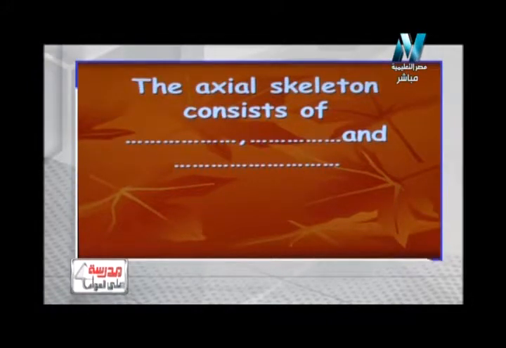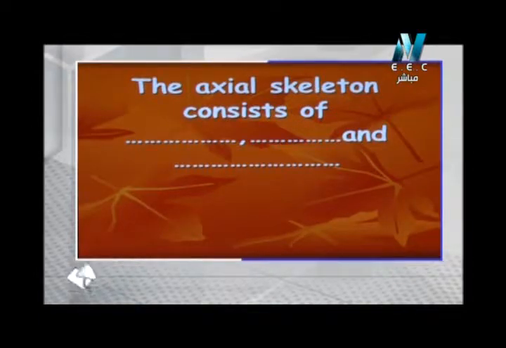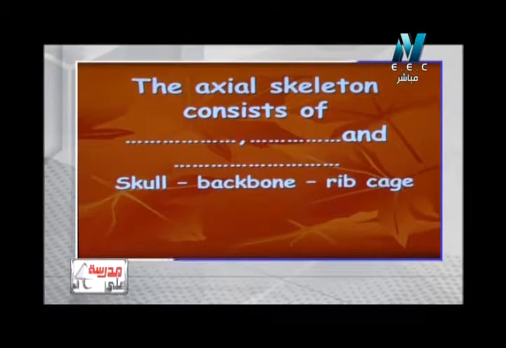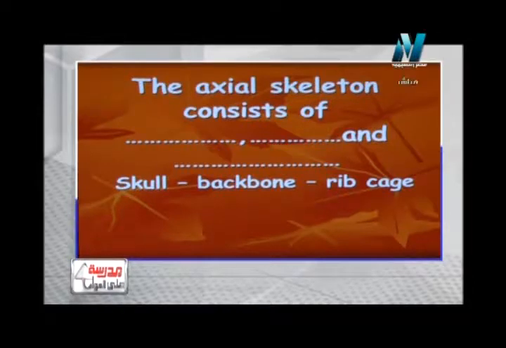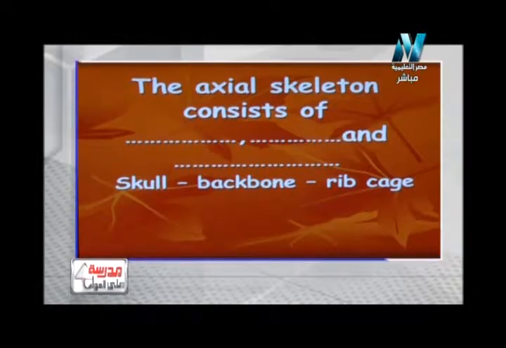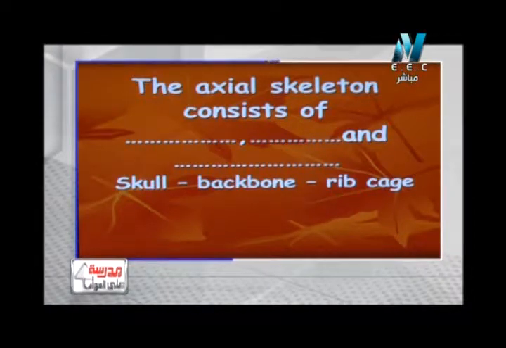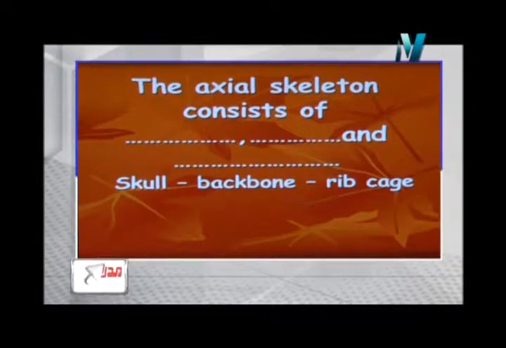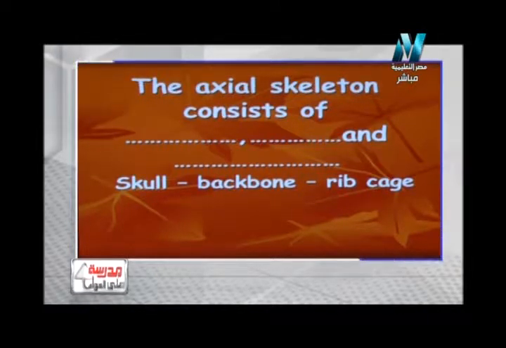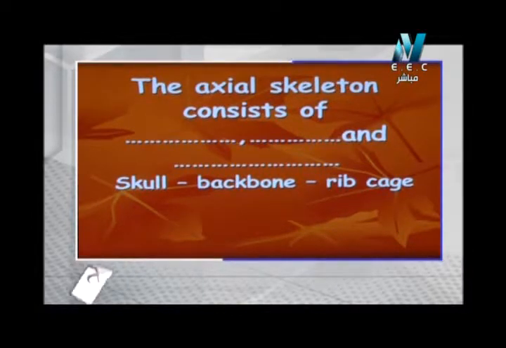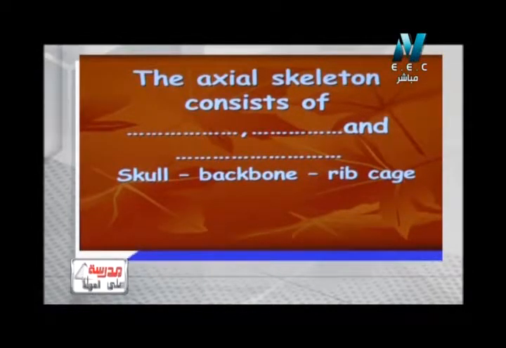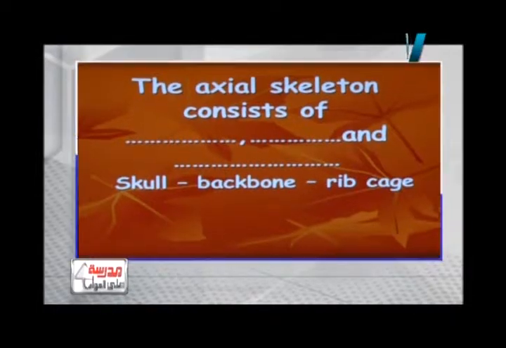The axial skeleton consists of three main parts, which are, as we have studied in the skeletal system, skull, backbone, rib cage. Again, the axial skeleton consists of skull, backbone, which we can also call the vertebral column, and at last the rib cage. Again, the axial skeleton consists of three main parts, which are skull, backbone, and the rib cage.